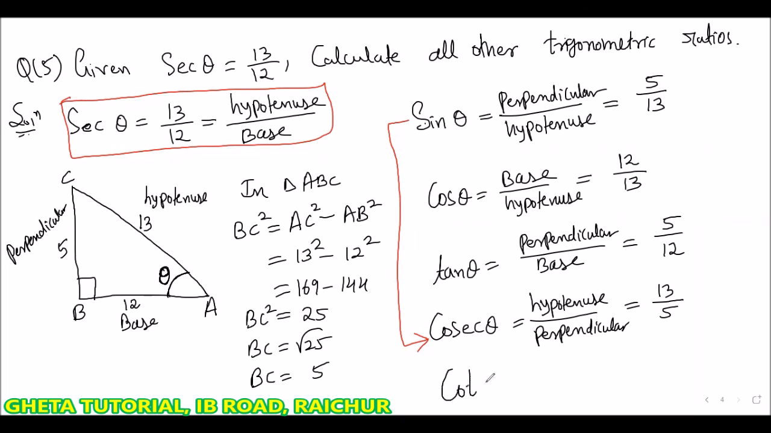Cot theta is the reciprocal of tan theta. Tan theta is perpendicular by base, so cot theta means base by perpendicular. Base by perpendicular means 12 by 5. Simple one. Got it? Any doubt in this? No doubt, sir. No, sir.